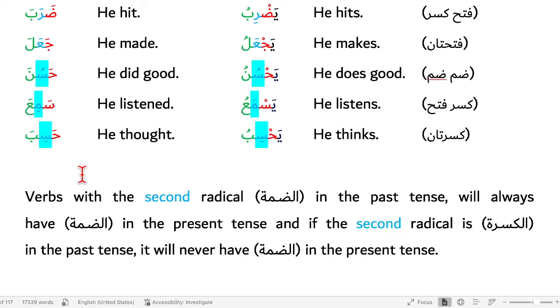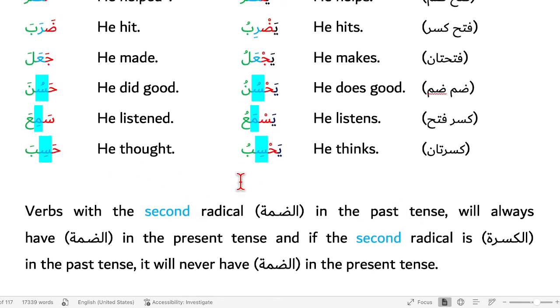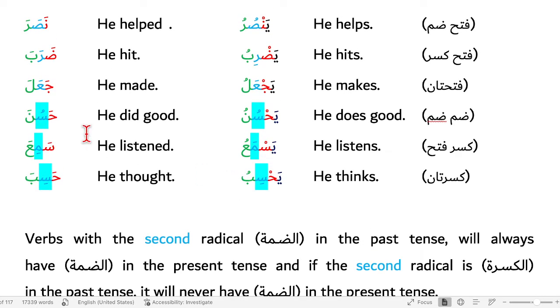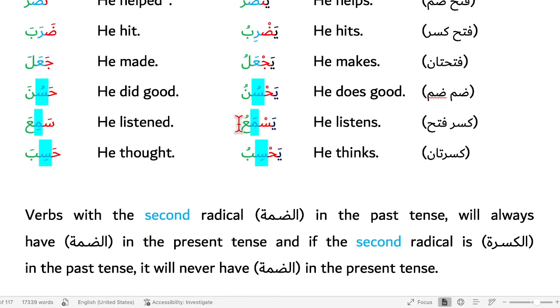So then you just have to understand what would be common in those things. If the second radical has a dhamma, then just note that in the present tense it is going to have a dhamma also. For example, hasuna, this second letter has a dhamma on it, so it's going to be yaksunu. It will never be yaksanu or yaksinu. If you remember this, it's going to be easier to make the present tense.